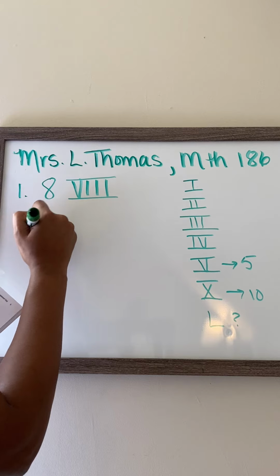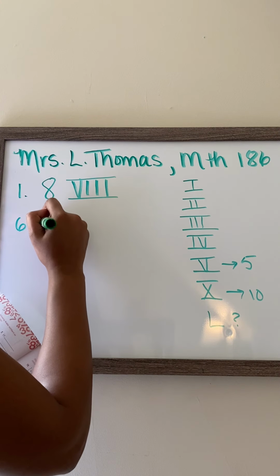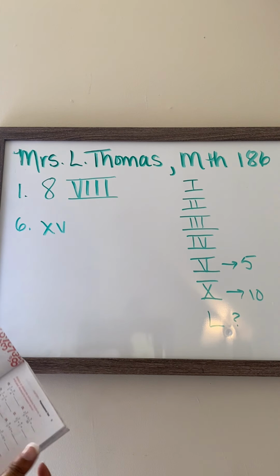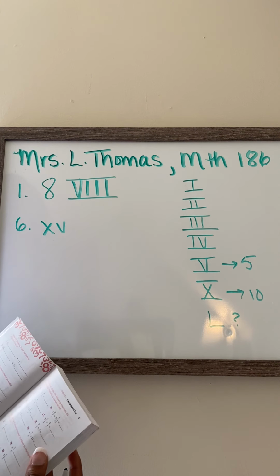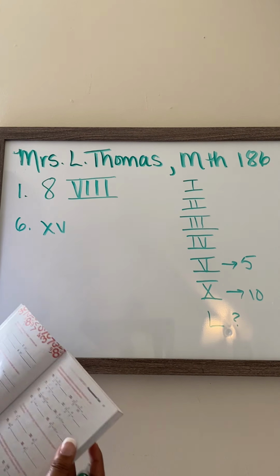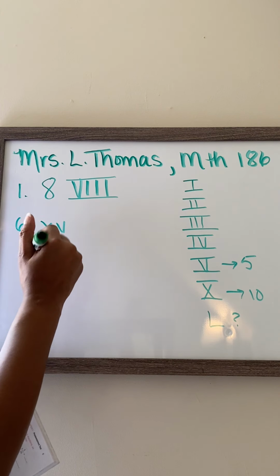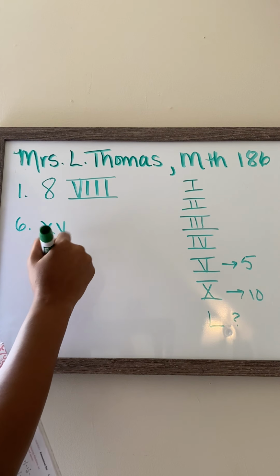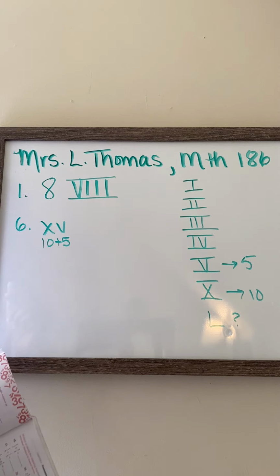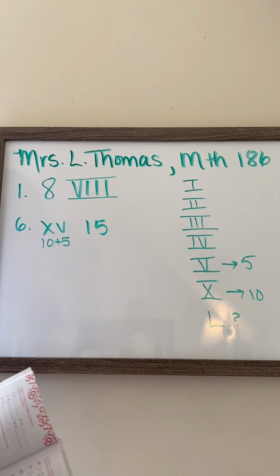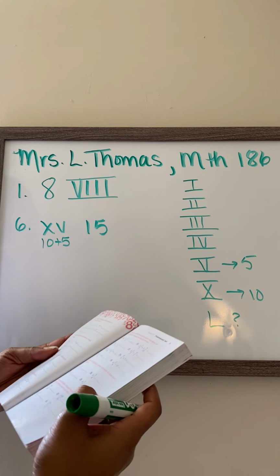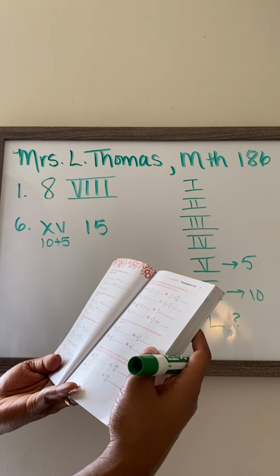Let's do number 6. Number 6 has X and V. So what does that symbolize? What number? Because they gave you the Roman numeral and it's asking what is the answer. So this is 10 and V stands for 5. You're not going to run it all together and make 105. You're going to add them. So this signifies 15. Okay. So far, so good. You're doing great.